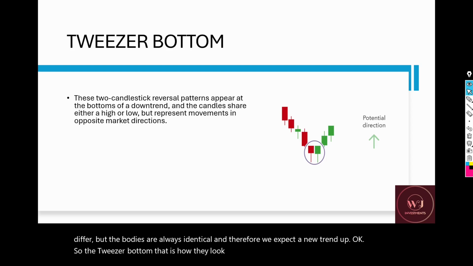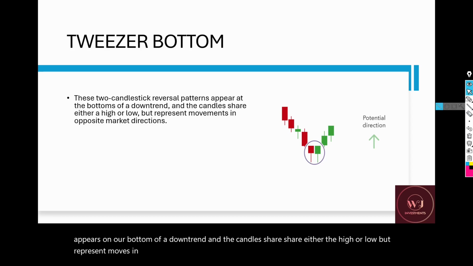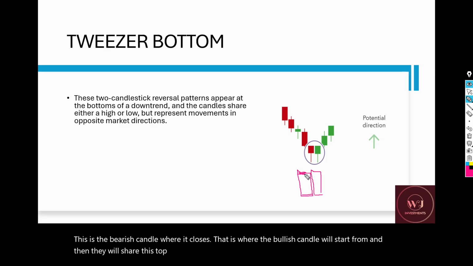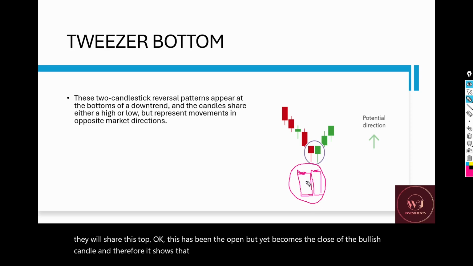So this is a 2 candlestick reversal pattern, and it appears on a bottom of a downtrend, and the candles share either the high or low but represent moves in opposite direction. So what we are saying is that the open, okay, this is the bearish candle. Where it closes, that is where the bullish candle will start from, and then they will share this top. Okay, this has been the open, but yet it becomes the close of the bullish candle, and therefore it shows that we have shifted the market sentiment from bearishness into bullishness.